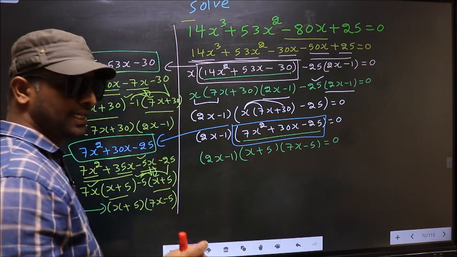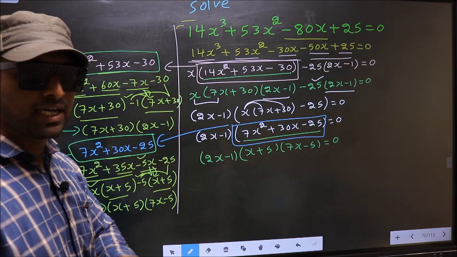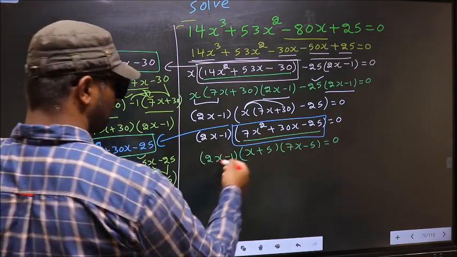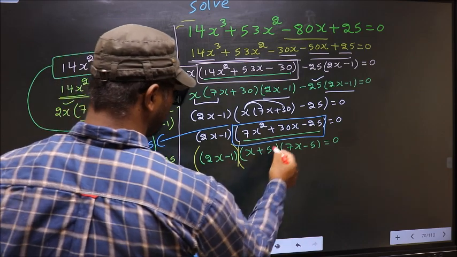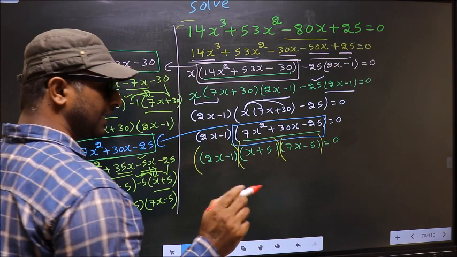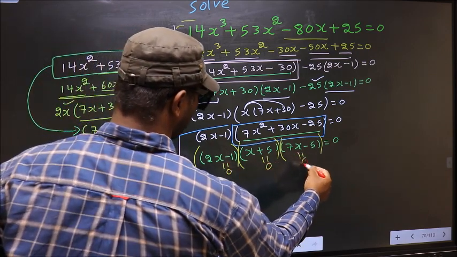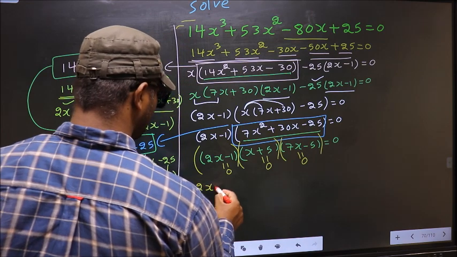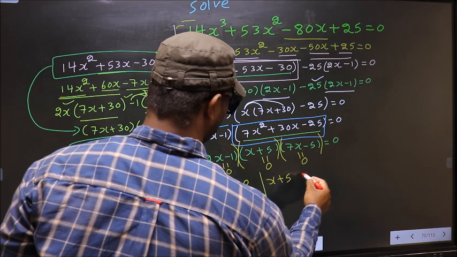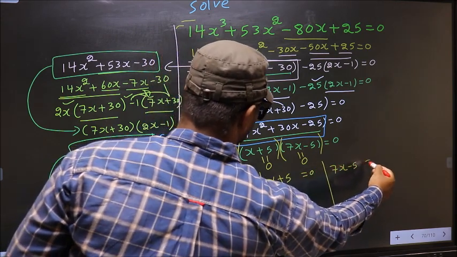Again, they told us to solve, which means we should get the values of x, and over here we got product of brackets equal to 0. So to get x values, we should equate each bracket to 0. That is 2x minus 1 equal to 0, x plus 5 equal to 0, 7x minus 5 equal to 0.